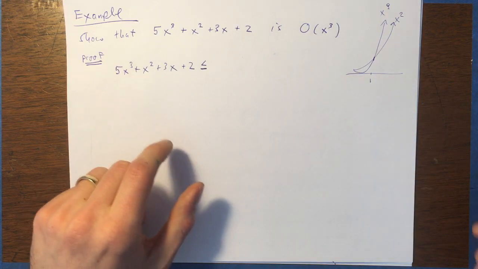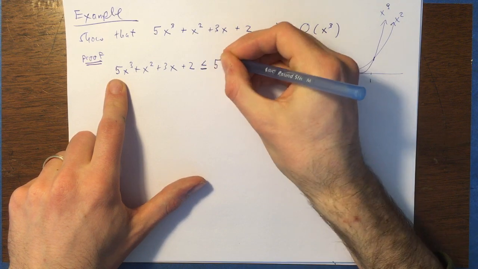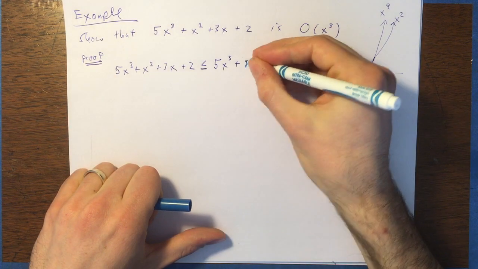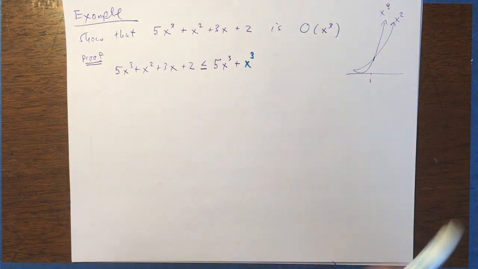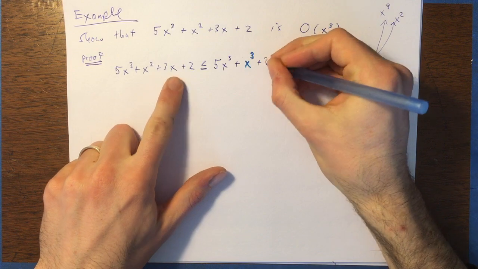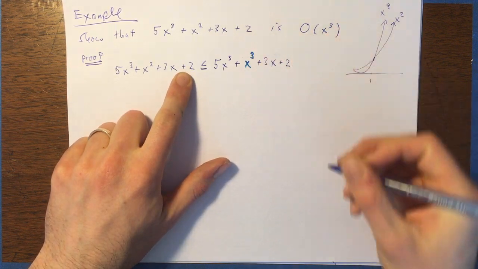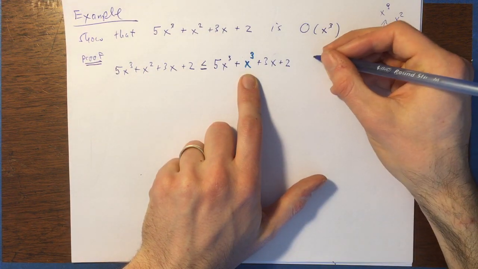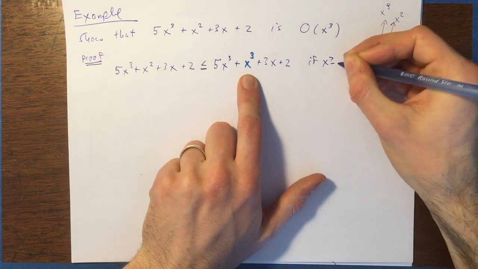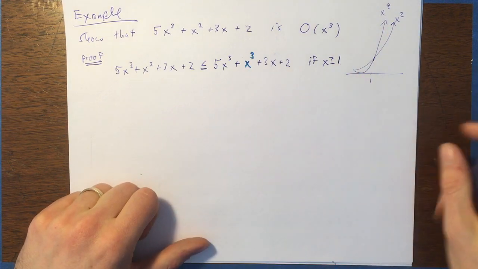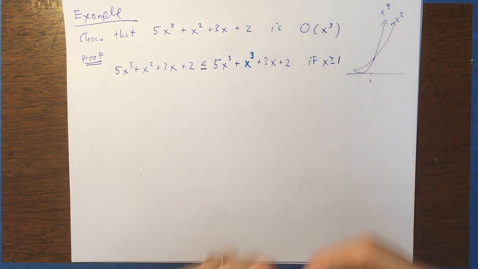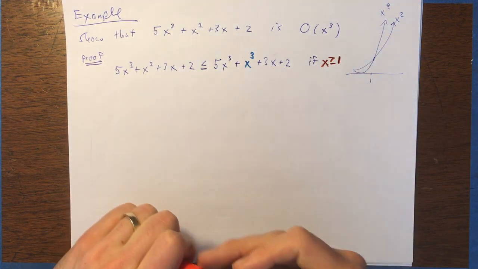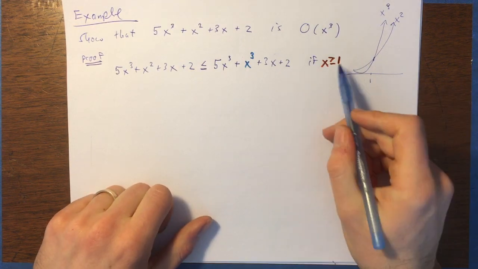So I'm going to replace the plus x squared term with a plus x cubed term, and then we have a plus 3x plus 2. Now, that substitution that I just did is valid as long as x is greater than or equal to 1. Let me keep track of this over here in orange. I've got so many different colors today. This is fun. X greater than or equal to 1. So far we've got that.